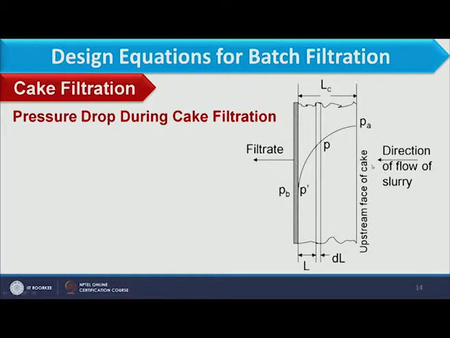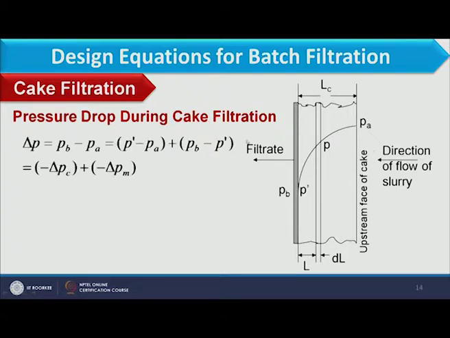From this side slurry enters, and here we have the pressure as PA. Now, through this cake, pressure will continuously keep on decreasing. So, here we have pressure P dash, and further we have the filter media where pressure will be decreased further, and near the filter media towards the filtrate side we have the pressure as PB. So, when we calculate the total pressure drop across this system, we have to consider the pressure drop in the media and pressure drop in the cake.